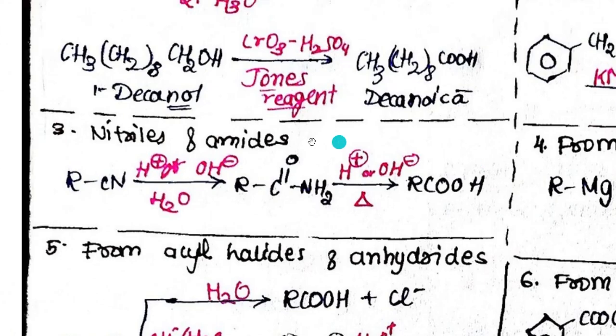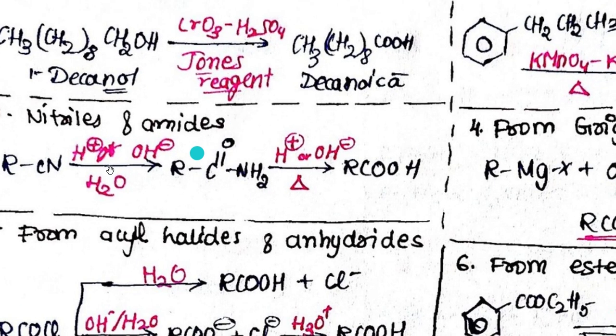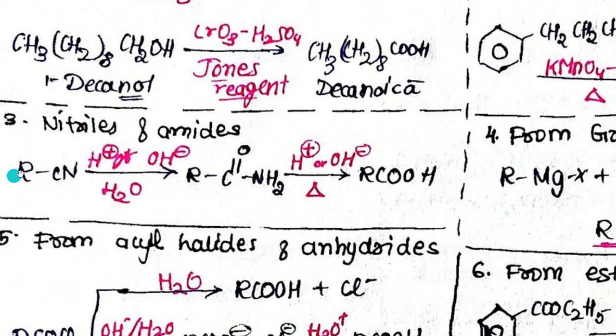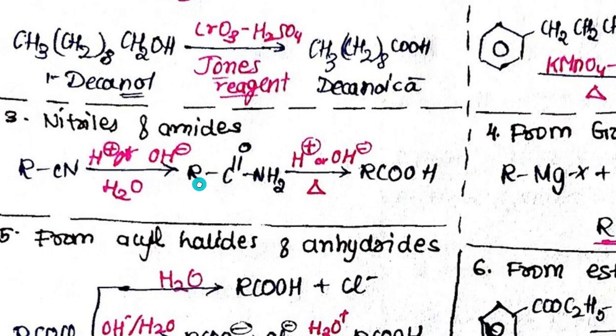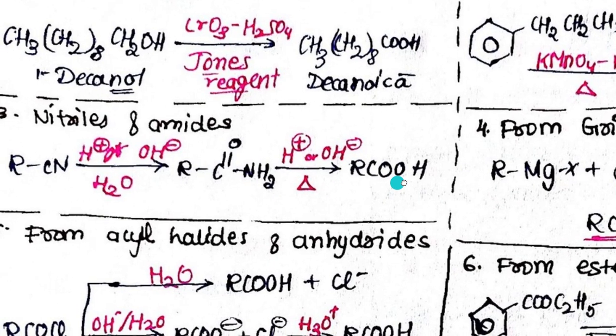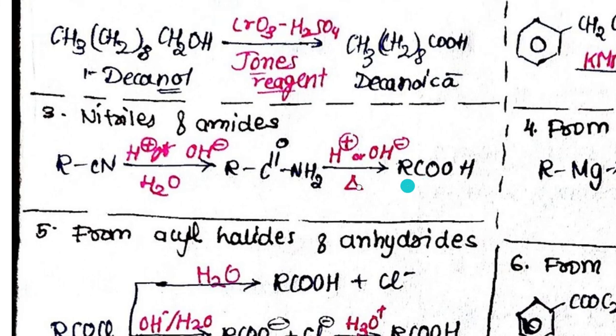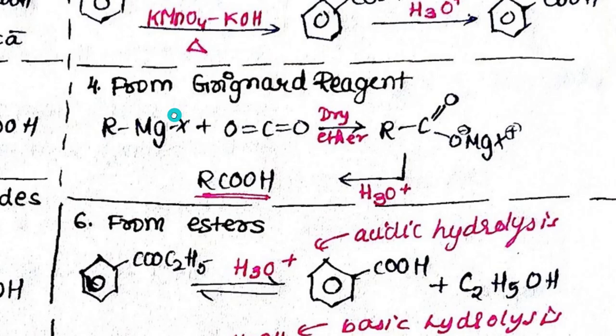Then we have nitriles and amides. RCN is a nitrile for us. Reaction with H plus or OH minus in presence of H2O gives us RC double bond O and NH2, which is an amide. This amide on reaction with H plus or OH minus in presence of heat will give us RCOOH, which is a carboxylic acid. Then coming to Grignard reagent.